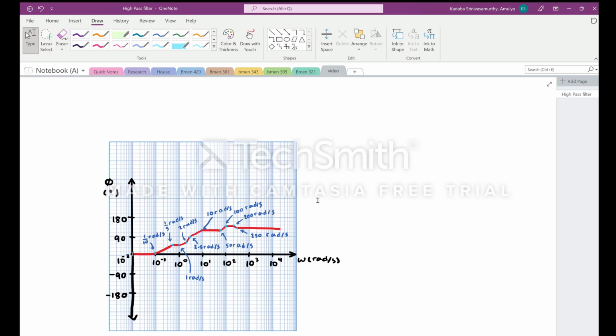This is how you would plot the Bode diagrams of a high-pass filter.